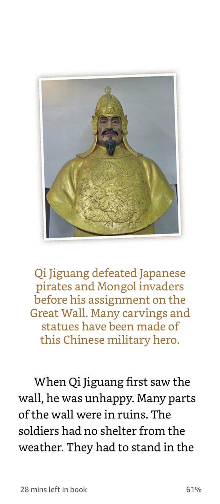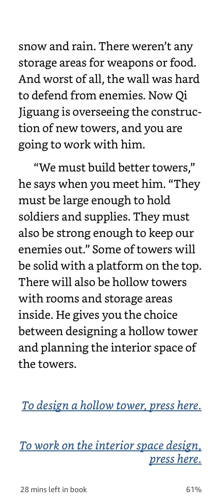When Qi Jiguang first saw the wall, he was unhappy. Many parts of the wall were in ruins. The soldiers had no shelter from the weather. They had to stand in the snow and rain. There weren't any storage areas for weapons or food. And worst of all, the wall was hard to defend from enemies. Now Qi Jiguang is overseeing the construction of new towers, and you are going to work with him.